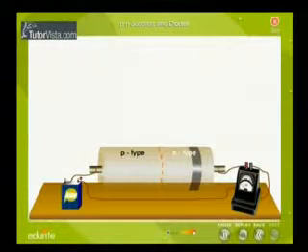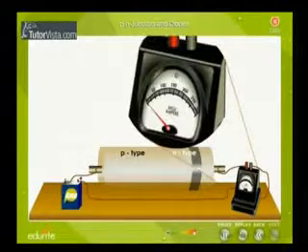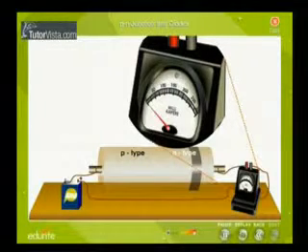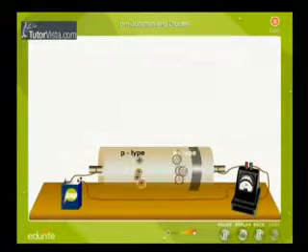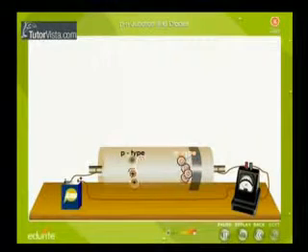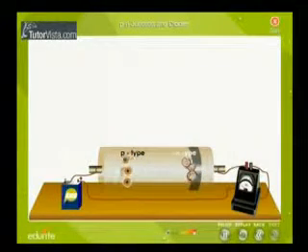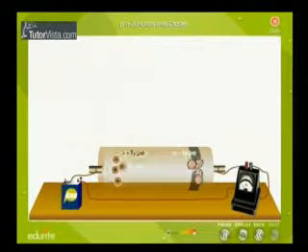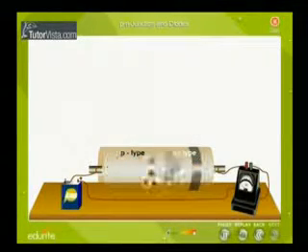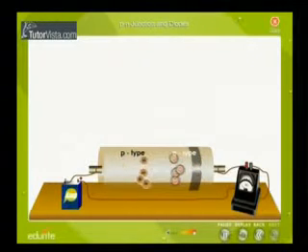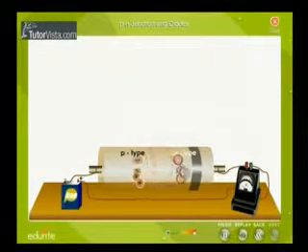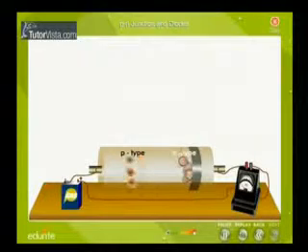Now, let us see what happens when the negative terminal of the battery is connected to the P-type region and the positive terminal to the N-type region. Observe whether there is any deflection in the ammeter. As no current flows through the circuit, the ammeter reading is 0. This is because the negative electrons in the N-type region get attracted to the positive terminal of the battery, and the positive holes in the P-type silicon get attracted to the negative terminal of the battery. That is, the reverse bias removes the majority carriers, thus increasing the potential barrier.